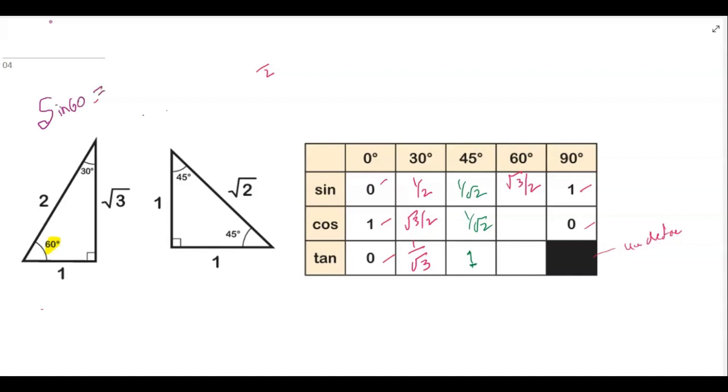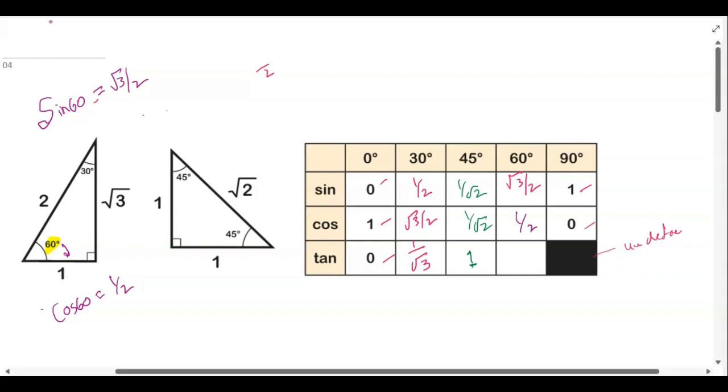For sine of 60 degrees, it will be opposite upon hypotenuse. That will be root 3 by 2. And the cos 60, we will have another one. The cos 60 will be adjacent upon hypotenuse, and this is your adjacent. That will be 1 by 2. So sine 60 is root 3 by 2, and cos 60 is 1 by 2.